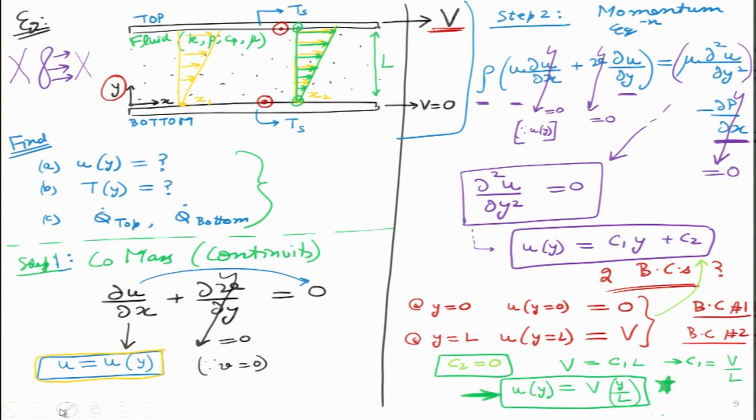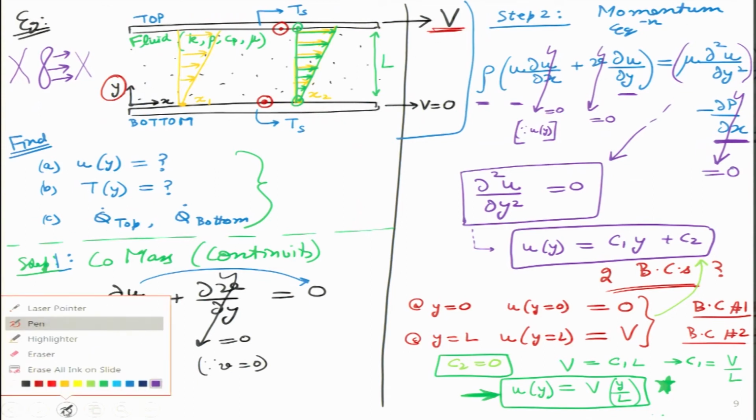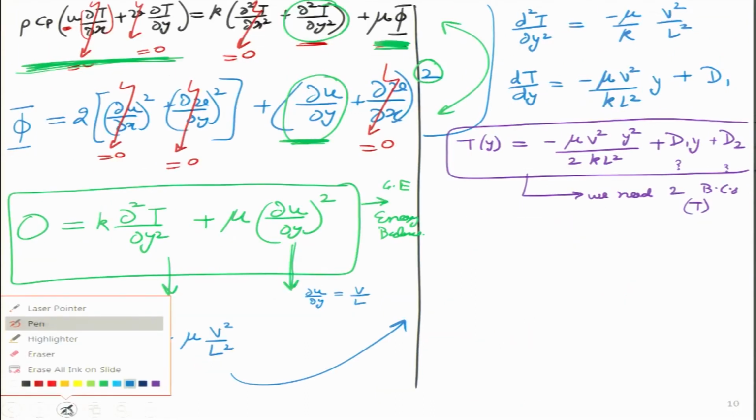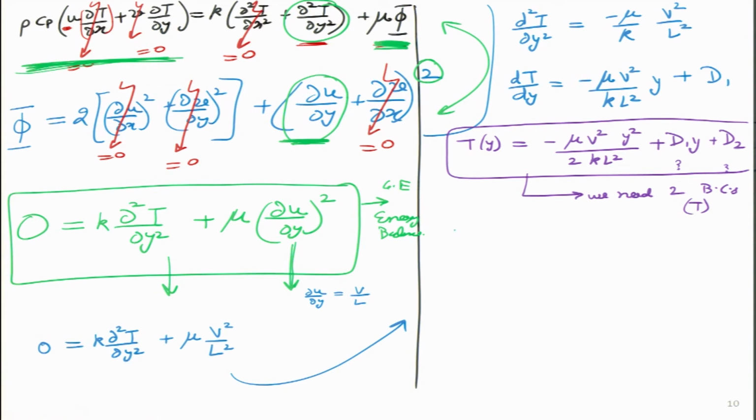Now, I need two boundary conditions in temperature, and one wonderful thing is that already in the problem two temperatures are given to us at the bottom and at the top. So, top temperature is Ts, bottom temperature is also Ts. So, I will use these boundary conditions. I know that temperature at y equals to 0 is Ts, and if I put y equals to 0 in this equation, what I get is d2. So, d2 value we have figured out.